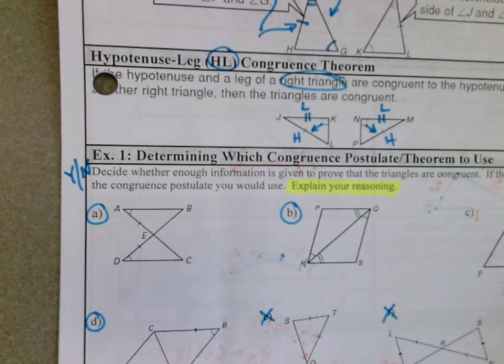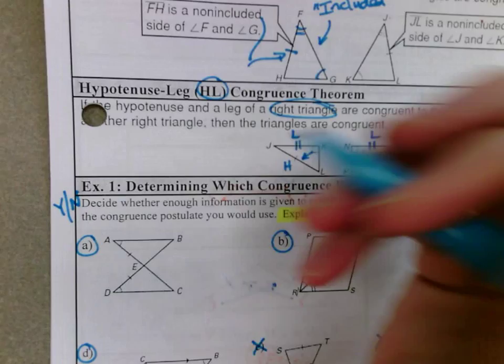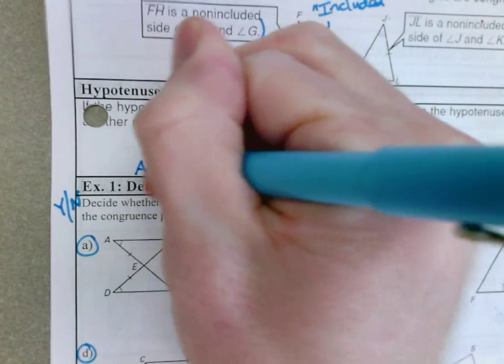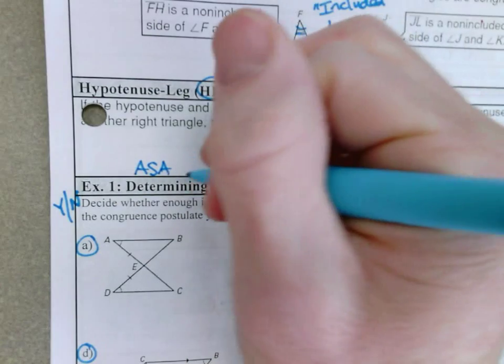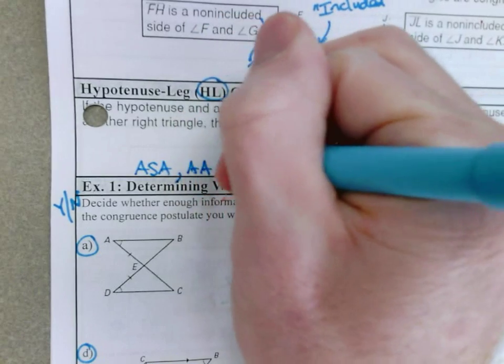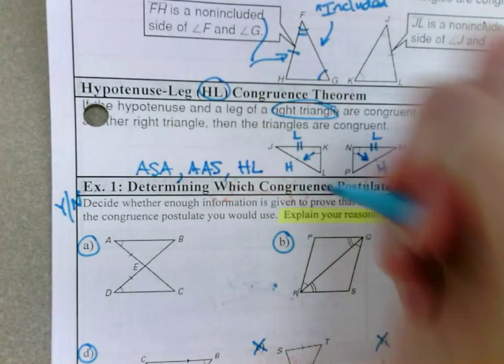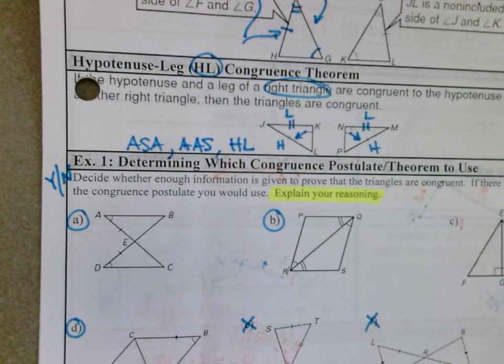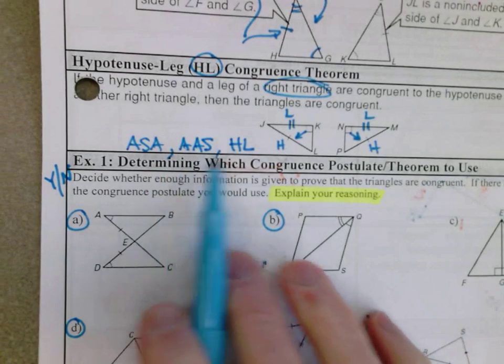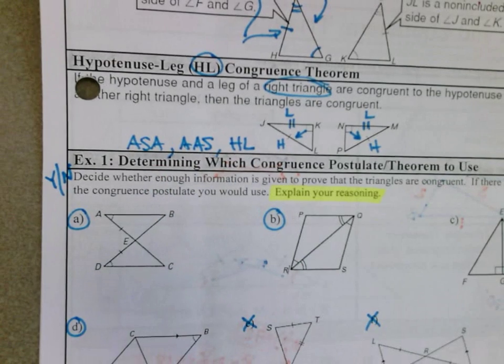Let's do this thing. So for example A, I'm looking at this and I'm telling myself right now that this day, this lesson, is based around three different shortcuts: ASA, AAS, as well as HL. So we're going to attempt these questions with those three shortcuts or postulates in mind.